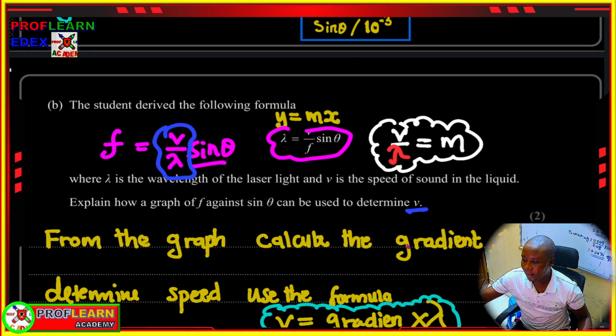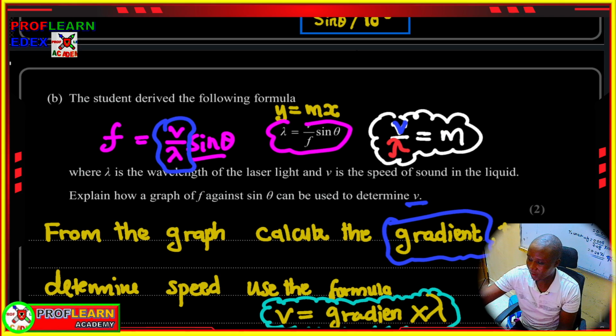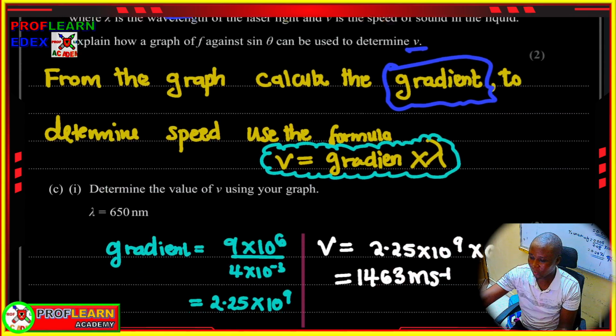Explain how this can be used to determine v. From the graph we need to calculate the gradient. Once you have the gradient, you can determine the speed using the formula v is equal to gradient times lambda. Because if v over lambda is the gradient, then to get v, we say v is equal to m times lambda. So that is basically what you are supposed to do.